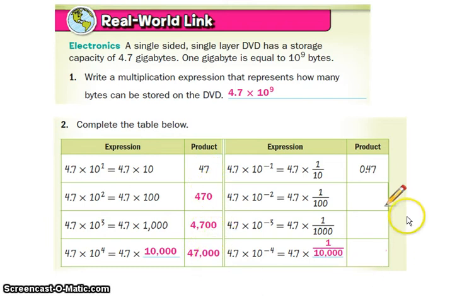Now if we go the other way, if we have 10 to the negative first, we learned that is the same thing as 1 over 10. So if we take 4.7 times 1 over 10, we get 0.47. Then we get 0.047 if we multiply by 1 over 100. If we multiply by 1 over 1,000, we get 0.0047. And again, you should see a pattern here.